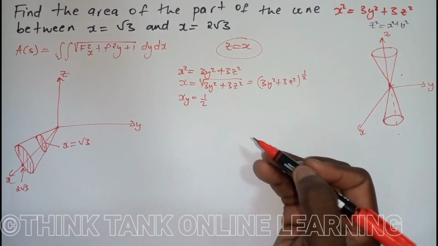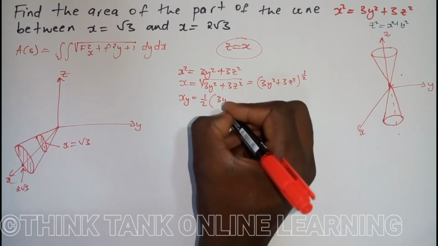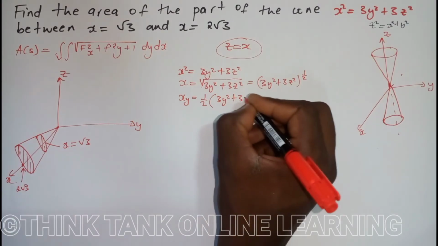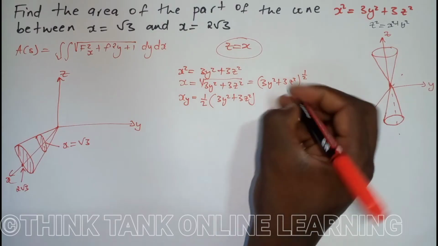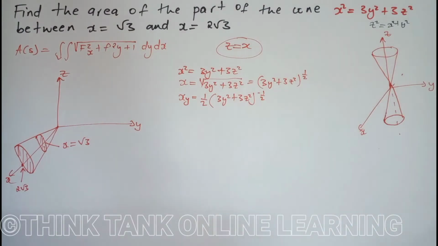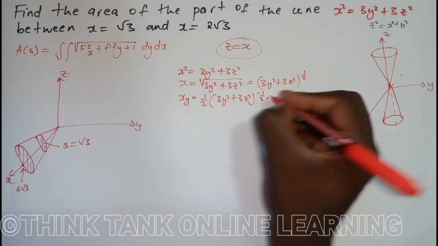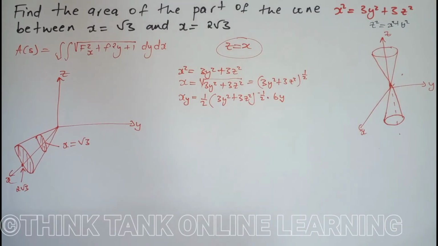Actually, we're differentiating, I'm sorry. Okay, so it's going to be 1/2, and then we're going to have (3y squared plus 3z squared) to the power 1 minus 1/2, which is negative 1/2. Okay, but we have to multiply by the derivative of the inner. So the derivative right here is going to be 6y.